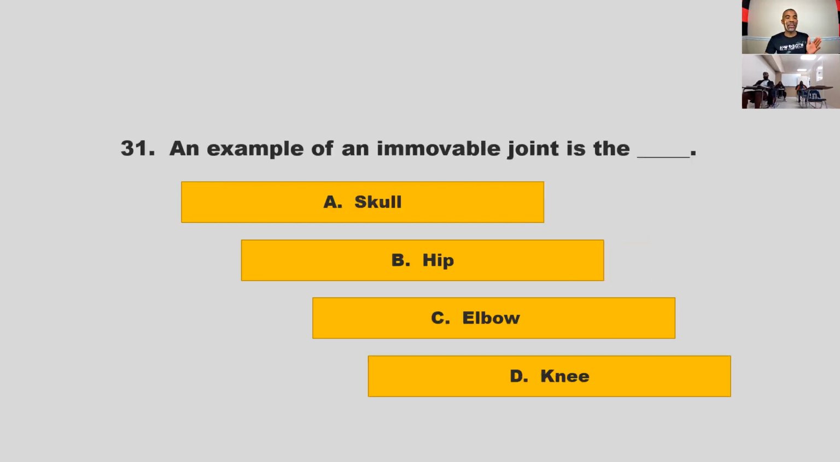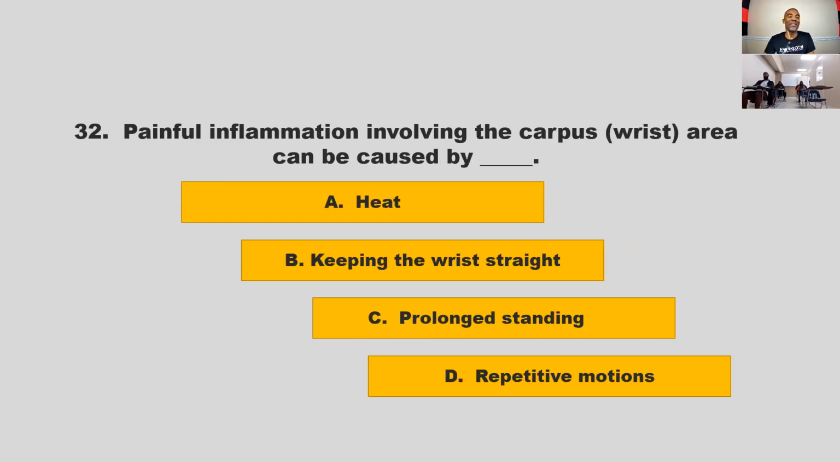An example of an immovable joint is the blank. Is it the skull, hip? It is the skull. And painful inflammation involving the carpus, which is the wrist area, can be caused by, is it heat? D. That is correct.